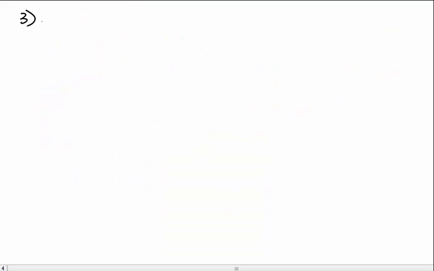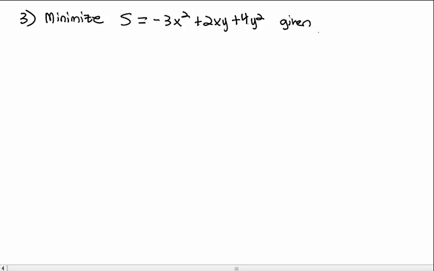So for example, if we were asked to minimize, let's minimize something ugly. Let's make s equal to negative 3x squared plus 2xy plus 4y squared, given some constraint that we develop, such as 2x minus 5y equals negative 9. Okay, this is going to get ugly. There's going to be fractions. The process is the same, though.